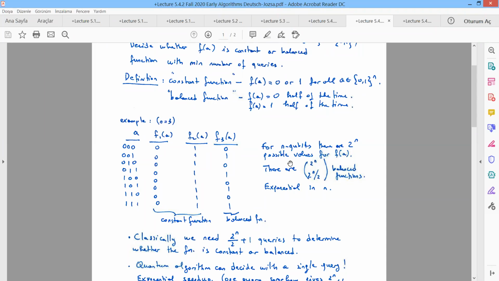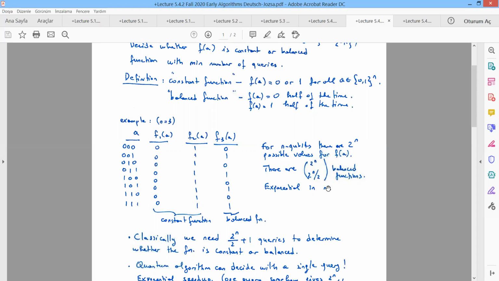For n qubits, there are, of course, 2 to the n possible values for f of A, because there are 2 to the n possibilities in the input, and there are 2 to the n corresponding values of f of A. And the number of balanced functions is 2 to the n choose 2 to the n over 2, because there are 2 to the n states, and you want to pick half of them, which is 2 to the n over 2, to be 1 or 0. So that's what makes this function a balanced function.